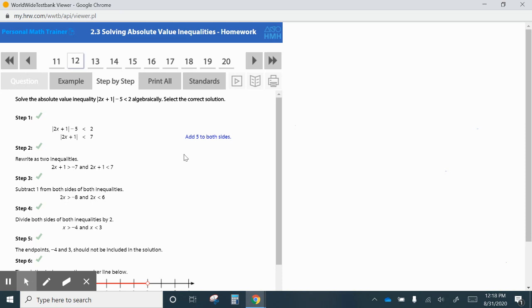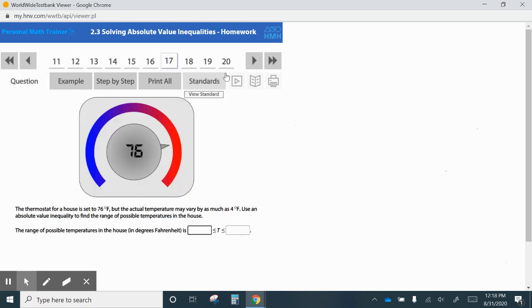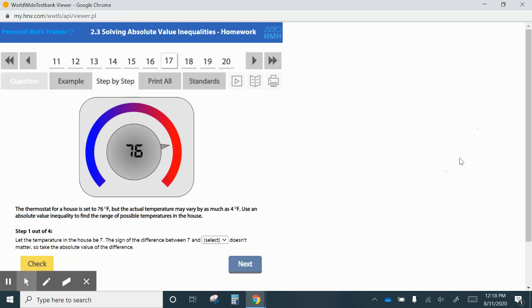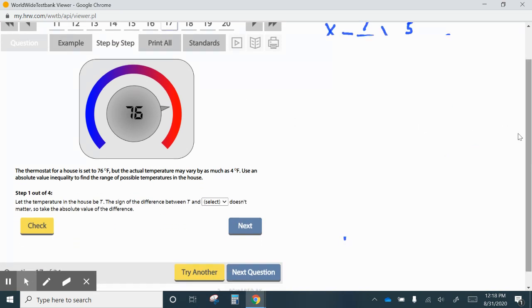All right, and then let's look at the next question, 17 through 23. All right, the thermostat for a house is set to 76 degrees, but the actual temperature may vary by as much as 4 degrees. Use an absolute value inequality to find the range of possible temperatures in the house. The range of possible temperatures in the house in degrees is, so let's do step by step. Let the temperature in the house be T.